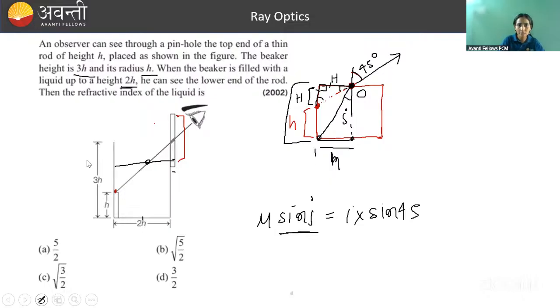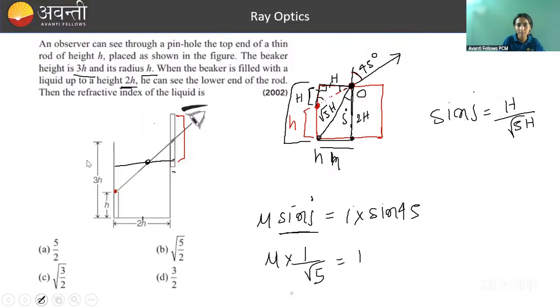This is h. This is 2h. So this will become how much? Root 5h. So sine I is equal to how much? That is equal to h by root under 5h. So 1 by root under 5. So keep here mu and keep here 1 by root under 5. And this is equal to 1 by root 2. So mu is equal to how much? It is 5 by 2. This is going to be the answer.